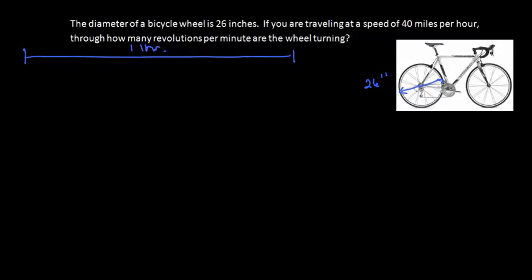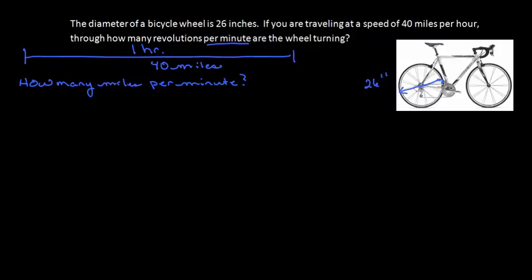So in 1 hour, the bike travels this distance right here, which is 40 miles. So now the question is, how many miles does it travel in a minute? Because we want to know per minute. So how many miles per minute will the bike travel?